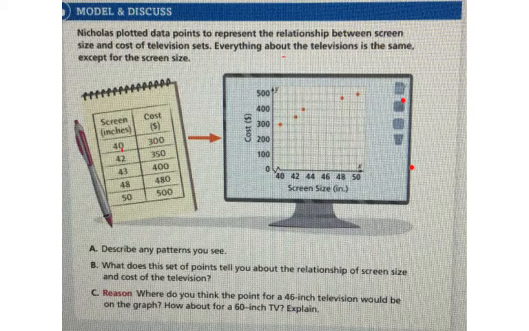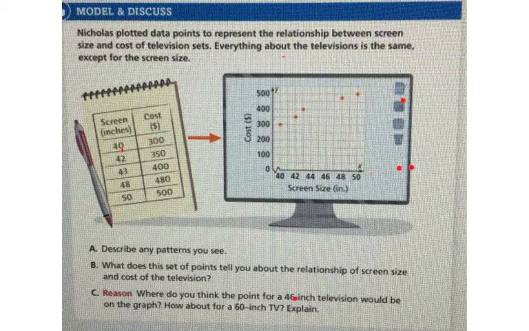So where do you think the point for a 46-inch TV would go on the graph? If you had to put a spot here for 46 inches, about where do you think it would go on the graph? About 450. It would be somewhere between 400 and 480, right? So 450 would be a good guess. Somewhere between 400 and 480. So if you put it at 450, that's fine.